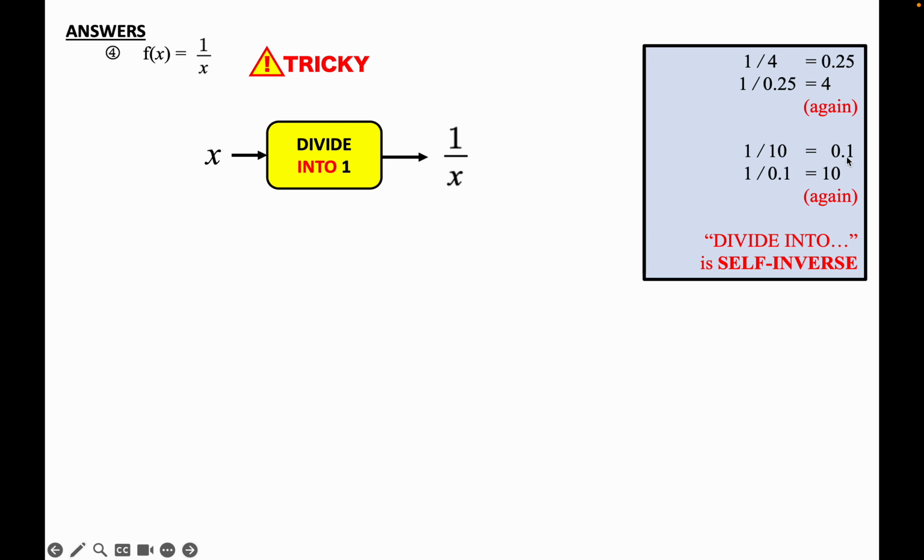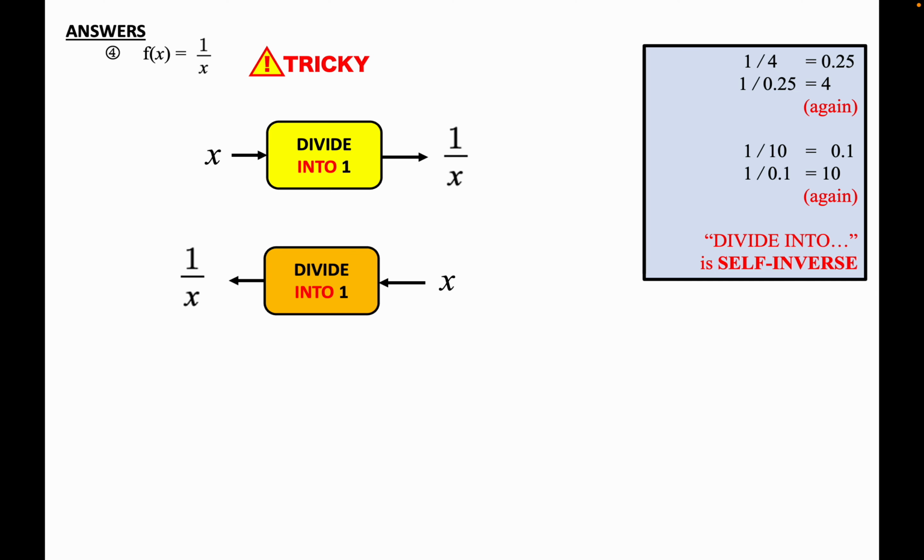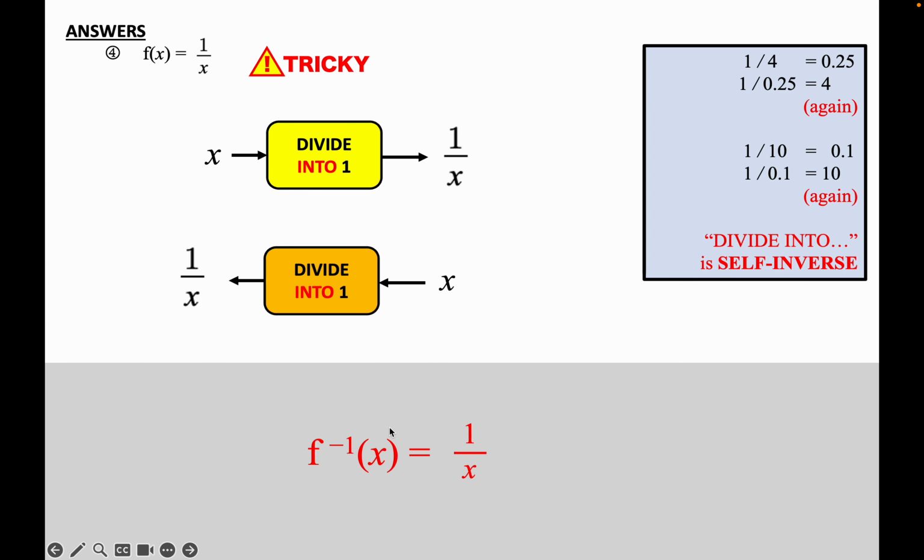1 divided by 10 is 0.1. And take that 0.1 and do 1 divided by 0.1, you get back to 10 again. So dividing something into something is another self-inverse function. The inverse of dividing into 1 is dividing into 1. So the inverse function is also 1 over x. f minus 1 of x is 1 over x. It's a self-inverse function.